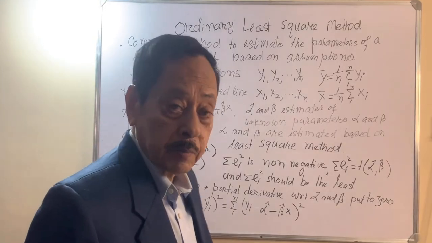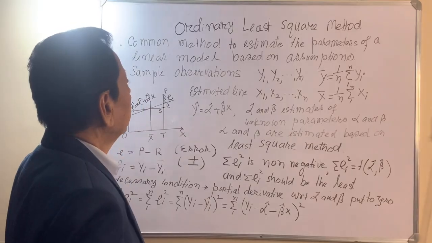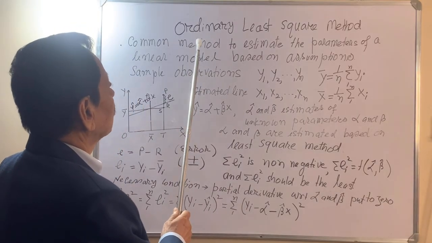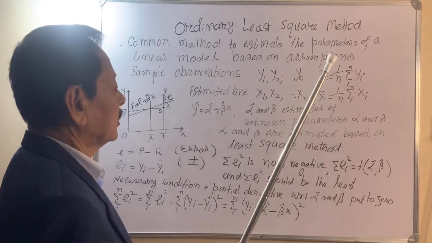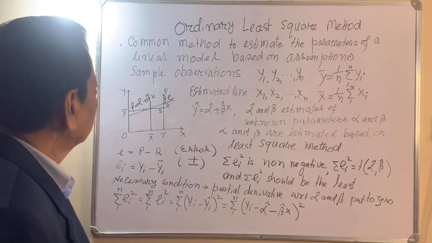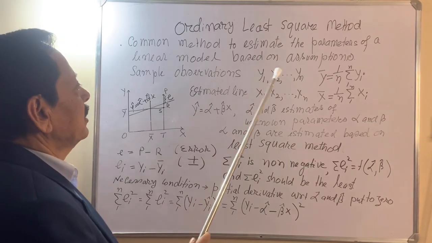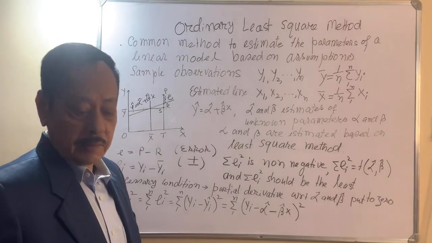Today we'll discuss the ordinary least square method. It is a part of econometrics and it is commonly known as OLS. It is a common method to estimate the parameters of a linear model.